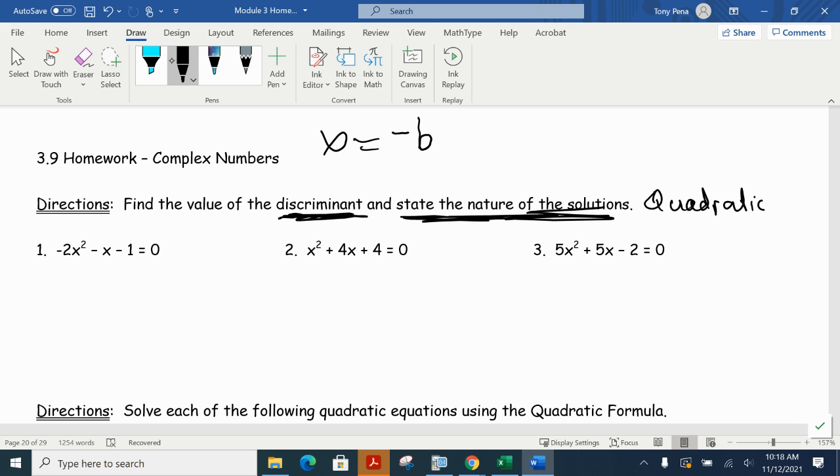Negative B plus or minus the square root of B squared minus 4AC, all over 2A. Thanks, Henry.